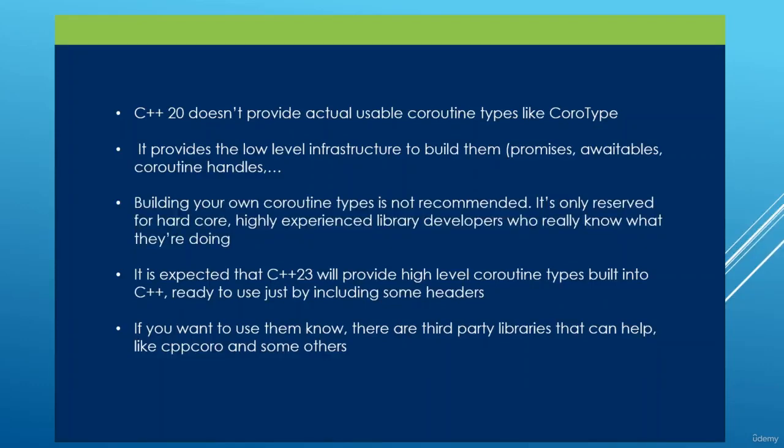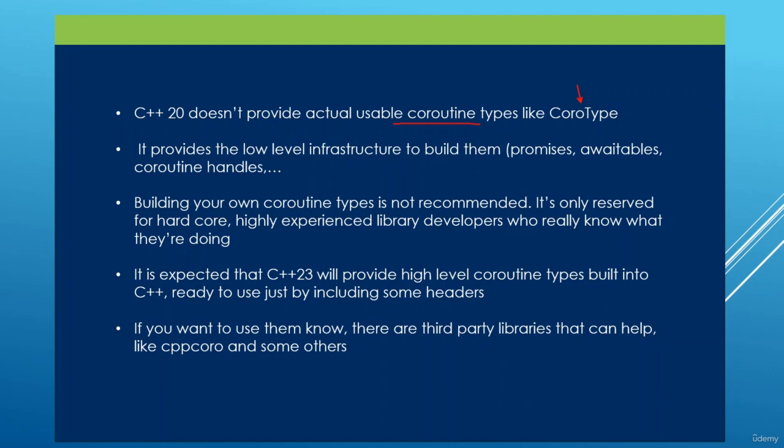Now that you know all these little pieces you need to put together for coroutines to work, please remember that C++20 doesn't provide actual usable coroutine types like the coroutine type we just built. It provides a low-level infrastructure we can use to build those coroutine types. And this infrastructure is the rules we just learned about. For example, we need to set up a promise type that is going to implement a bunch of methods. If you break those rules, your coroutine types are not going to work. You need to be aware of this.